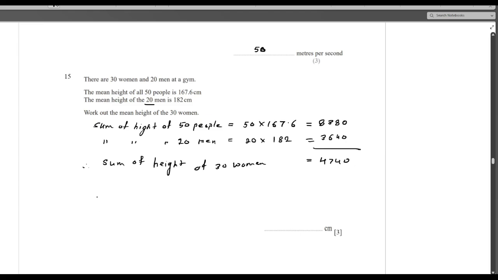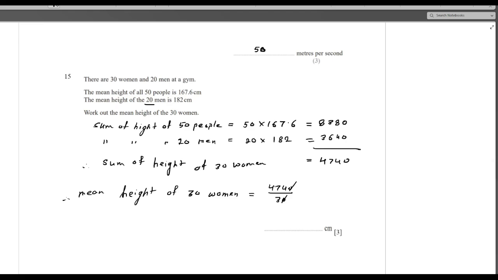So therefore we have to work out the mean height of the 30 women, which is equal to 4740 divided by 30. So 474 divided by 3, I get 158. Your result is 158 centimeter.